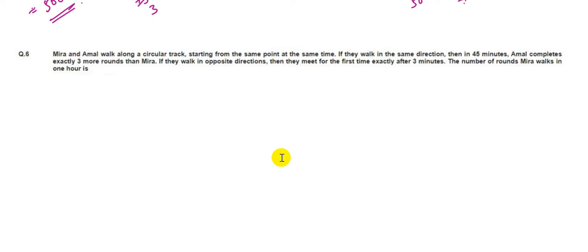We come to question number 6, which is a TITA question. That means there's no negative marking for this. Now this says Meera and Amal walk around a circular track starting from the same point at the same time. If they walk in the same direction, then in 45 minutes, Amal completes exactly 3 more rounds than Meera. If they walk in opposite directions, then they meet for the first time exactly after 3 minutes. Number of rounds Meera walks in 1 hour is what?